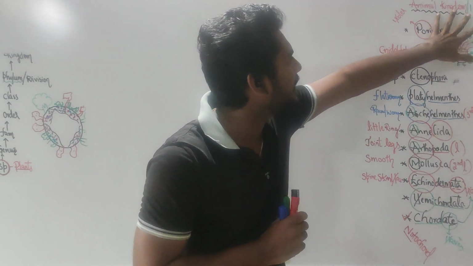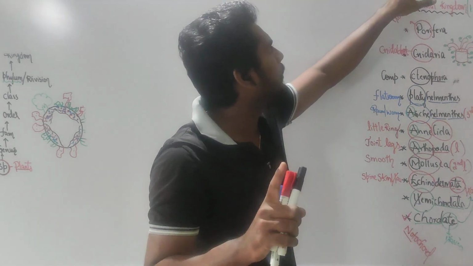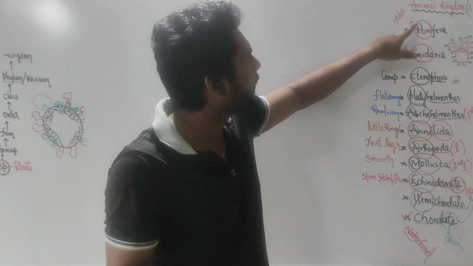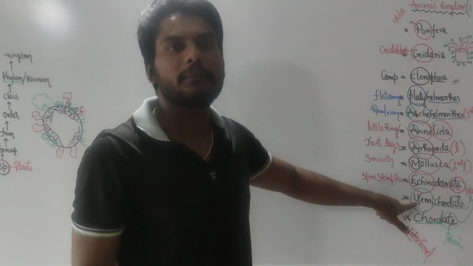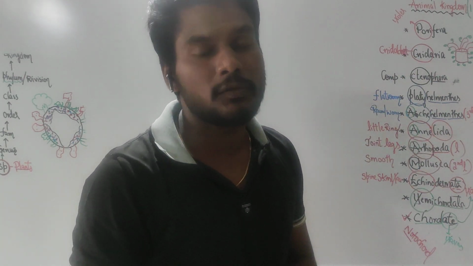So the animal kingdom has 11 phyla. Out of 11 phyla, how many are chordates? Only one. How many are non-chordates, not having the notochord? 10, from Porifera to Hemichordata. These are the phylum names and the meanings of those phyla.